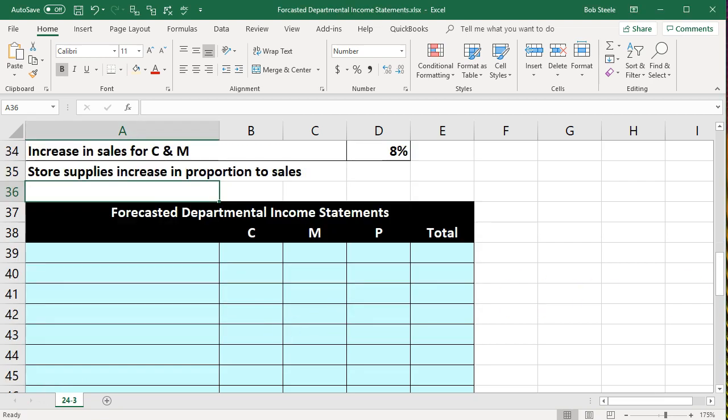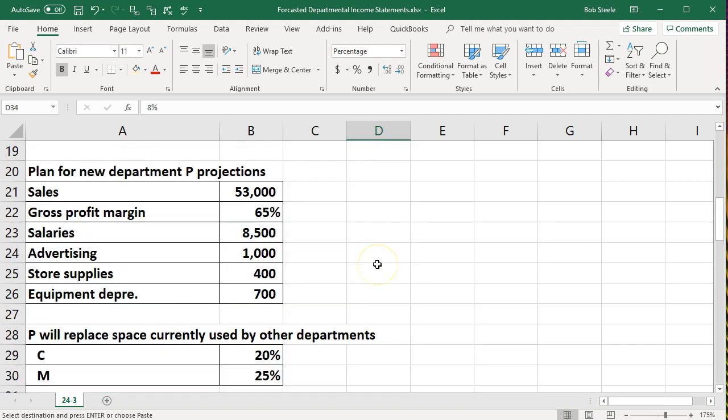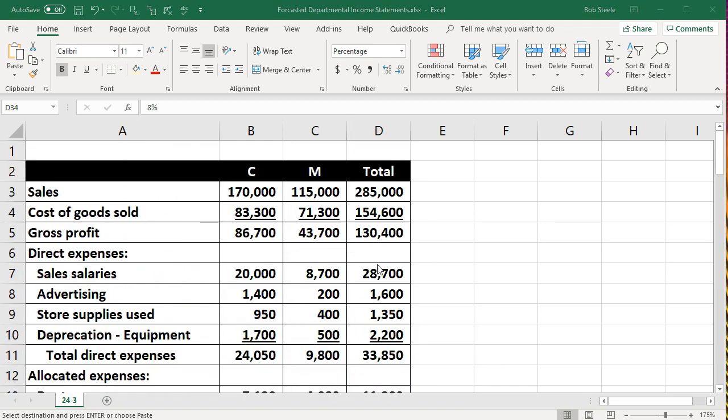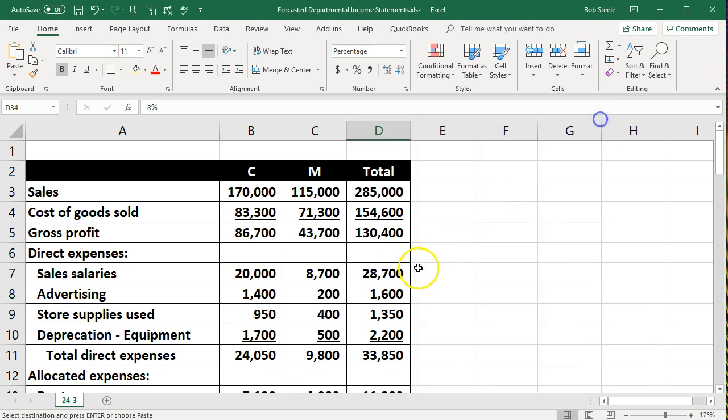Okay, so given that information, we're going to go into our forecasted income statement. We're going to start with sales. For C, we think that sales is going to increase by that 8%. So of course, if we take the prior sales, which was 170,000, times 0.08 or 8%, plus the 170,000, that's going to be 183,600. A faster way to get there is 170,000 times 1.08, or 108%, which gives us directly there. So that's what we'll do first.